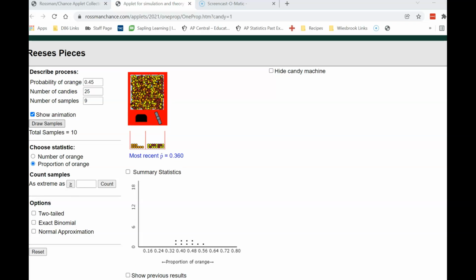Okay, there we go. All 10 are in there. So you can see the 10 dots. One dot on the sampling distribution is one sample of 25 and what the sample proportion was, what p-hat was. And you can see that the most recent one had a sample proportion of only 0.36. So in part B, what is the standard deviation of p-hat of this?